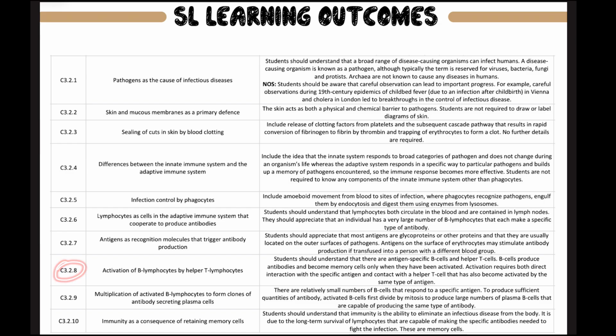We then explored how B lymphocytes and T lymphocytes work together in the adaptive immune response, and how B lymphocytes can be activated by helper T lymphocytes, and that entire process. Once B lymphocytes have been activated, we then looked at how they can multiply into plasma cells and even memory cells in order to actually retain immunity, which is what this learning outcome was really looking at, and what exactly immunity means with respect to memory cells.